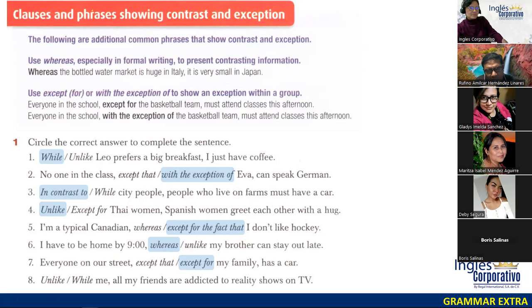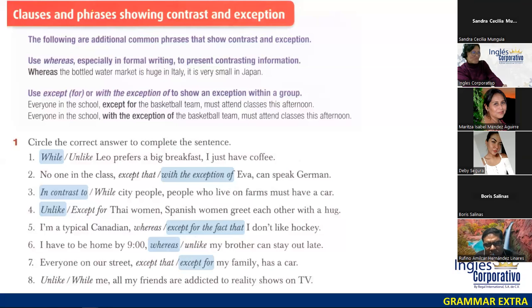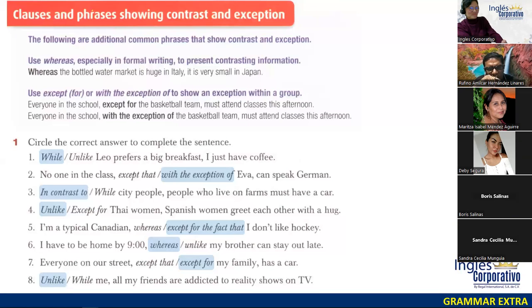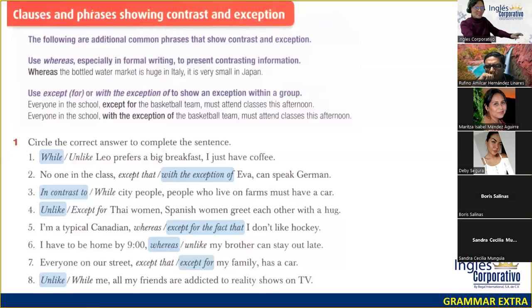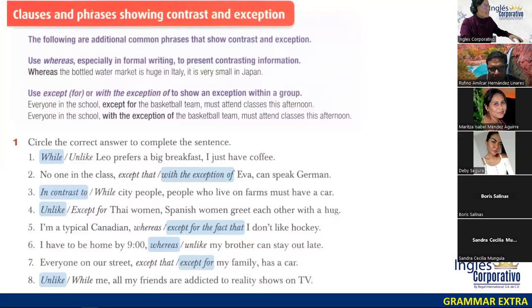Number 8. Sandra, please. Unlike me, all my friends are addicted to reality shows on TV. Correct. I don't know if you remember, there was a time when lots of people were really into watching reality shows. I remember one, Operación Triunfo. I really like that one. Long time ago. I think the first one was Big Brother, but anyways, I think it was Operación Triunfo.